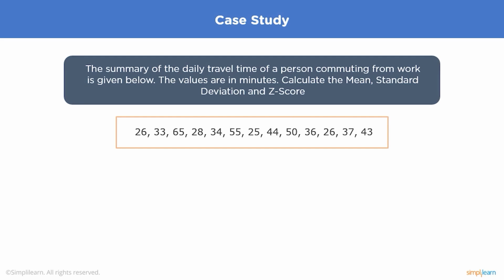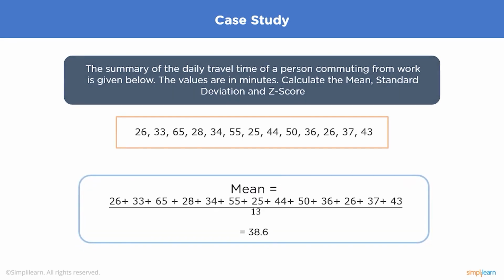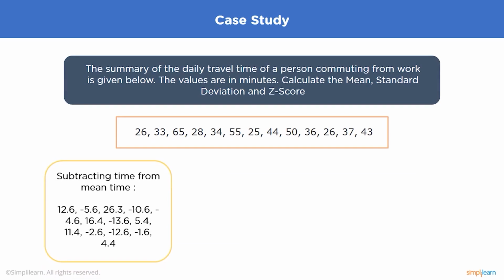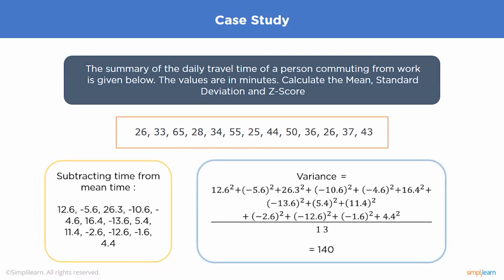Let's start by finding the mean. The mean is the average, and it can be gotten by adding all of these values and dividing it by the total number of values. This gives us a value of 38.6. The mean tells us the average of all our data points, which means on an average, he travels for 38.6 minutes to reach work.